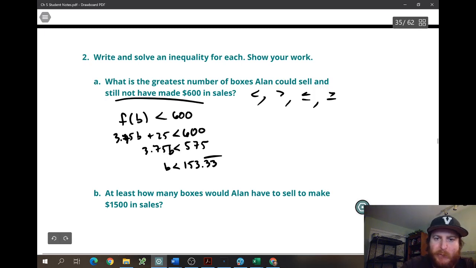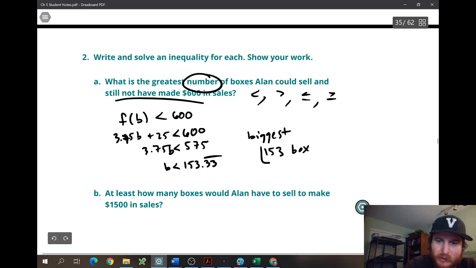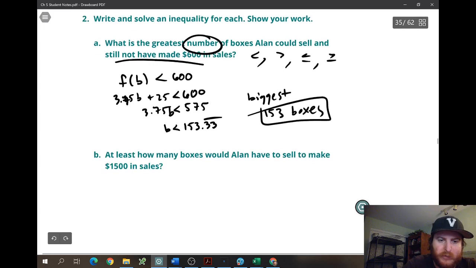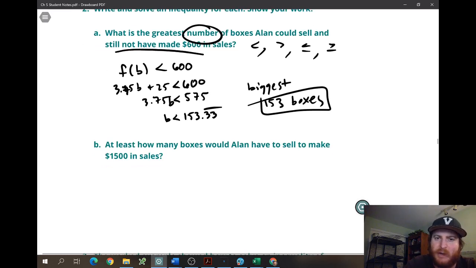So what is the biggest number he can make? Okay, this one's actually not asking for an inequality. It's just asking for one number. So what's the biggest number that Alan could sell and not have made 600 yet? Well, the biggest number would be 153 boxes. That would be our biggest number that he hasn't reached yet. So sometimes reading a question carefully is important to realize what the answer was.